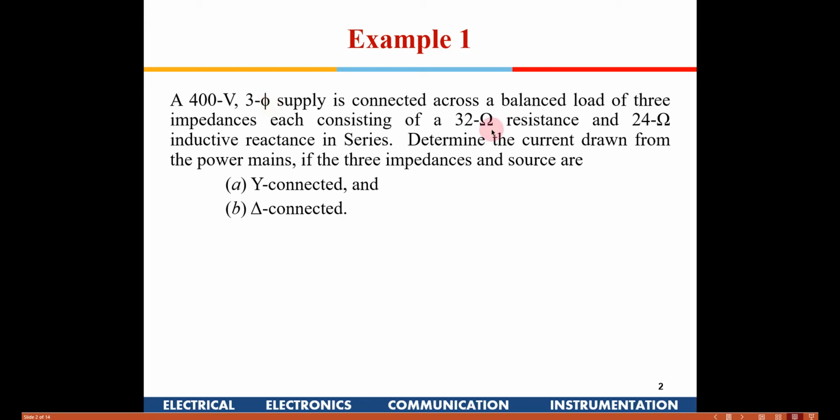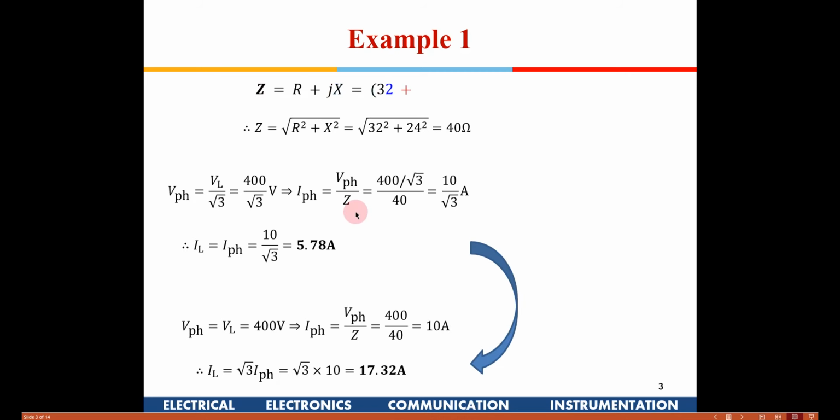So now you have 32 ohms resistance and 24 ohm inductive reactance in series. So we need to determine the impedances. We need to find out the current in two cases, Y connected and delta connected. So first we'll take the Y connection.